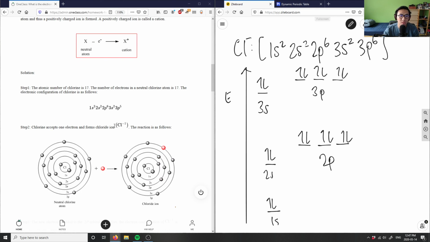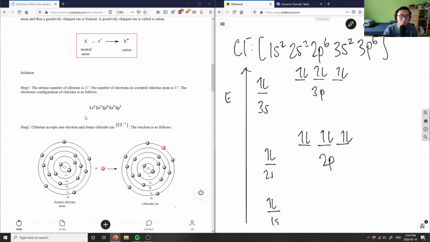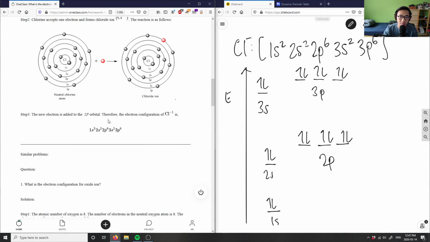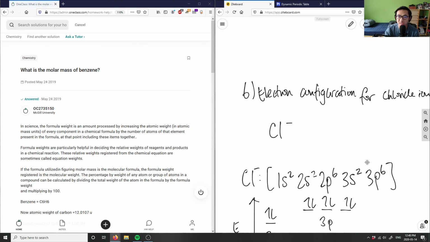So let's look at the solution. They did the atomic number here for chlorine, which is 17. So they did the actual electron configuration for chlorine first, and then they added 1 more electron to make it 3p6 here. So this solution here is correct. And again, I wanted to show you an extra way to draw the energy level diagram as well. And 1s2, 2s2, 2p6, 3s2, 3p6 is therefore correct. So the solution is correct. Good analysis. So that was number 6.